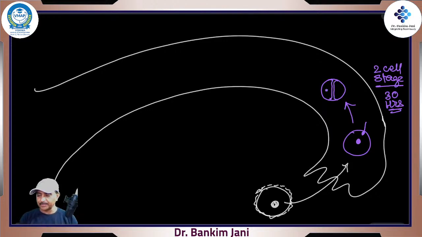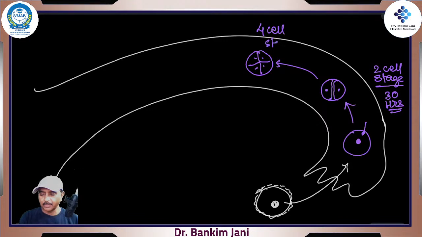Two cell stage. After the two cell stage, there would be mitotic division, and it will move into the four cell stage. So this is the four cell stage. How much time? Four cell taking 40 hours, right?